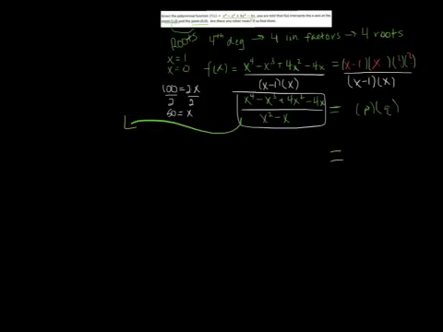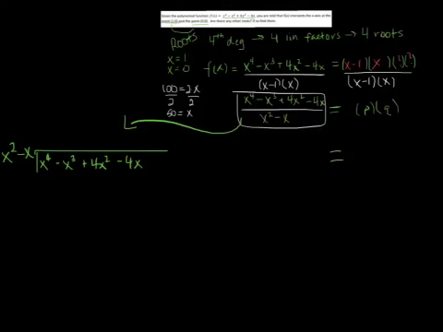Divide over here on the left. So I'm dividing by x squared minus x, and I'm dividing the polynomial x to the fourth minus x to the third plus 4x squared minus 4x.